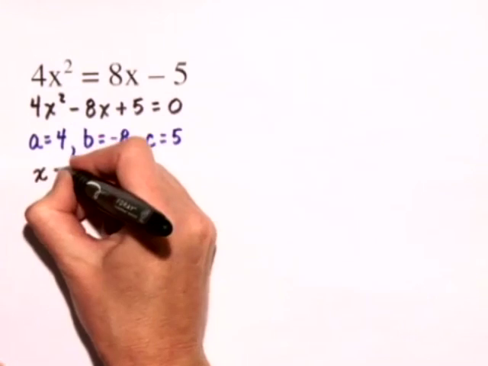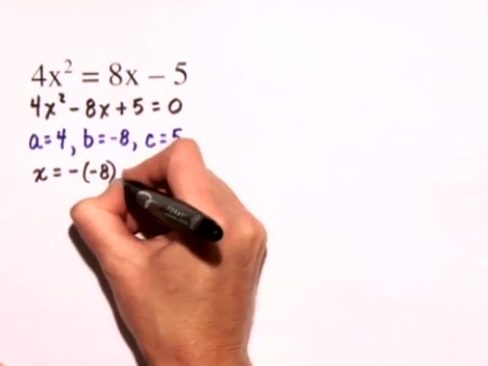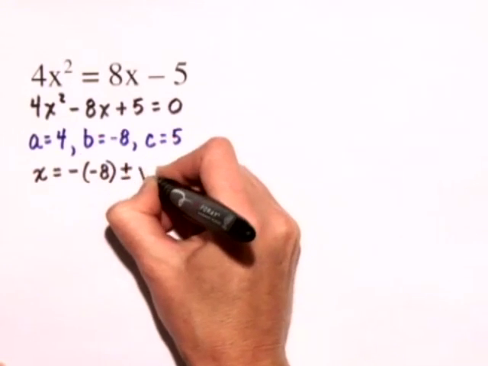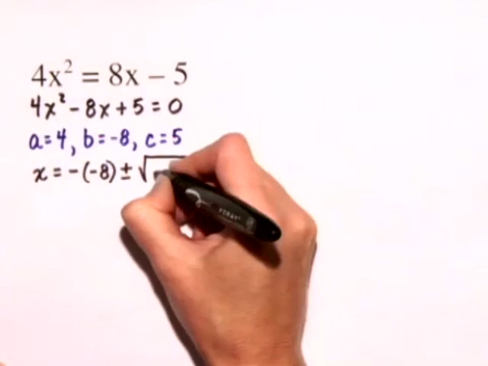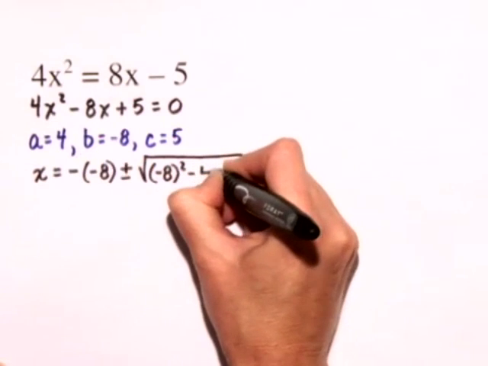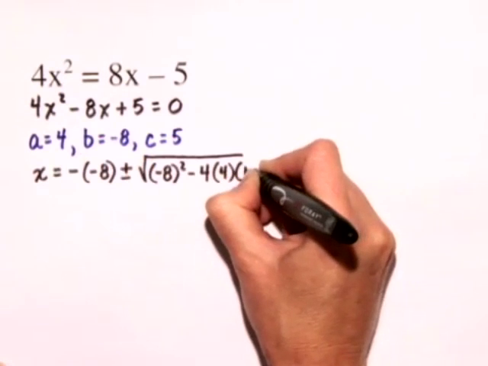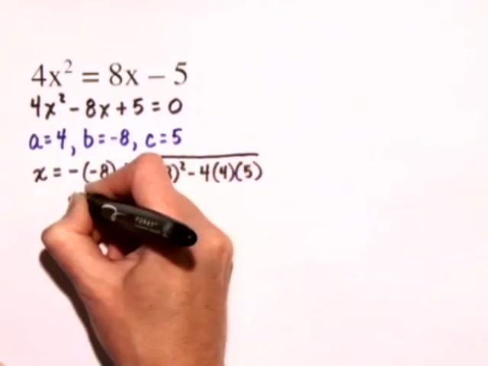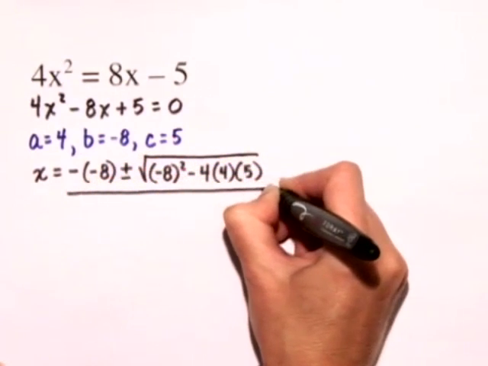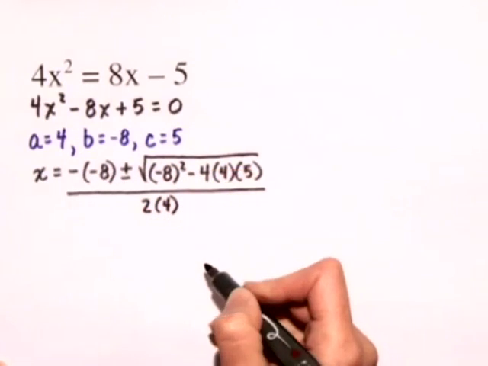And we get x is equal to negative b, which is negative 8, plus or minus the square root of b squared, so negative 8 squared, minus 4 times a, which is also 4, times c, which is 5. And that's all over 2a, so 2 times 4. Now we just need to simplify.